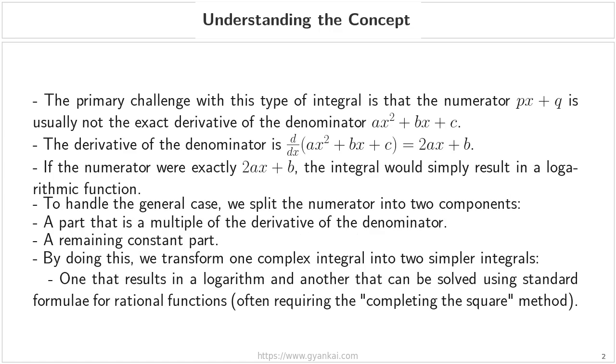By doing this, we cleverly transform our one complicated integral into two simpler integrals. One of these new integrals will give us that logarithm we're hoping for, and the other will be a standard integral of a rational function. And as we'll see on later slides, solving that second integral often involves a technique called completing the square to get it into a form we can easily integrate using standard formulas. So, this splitting technique is the foundation for tackling these types of problems.